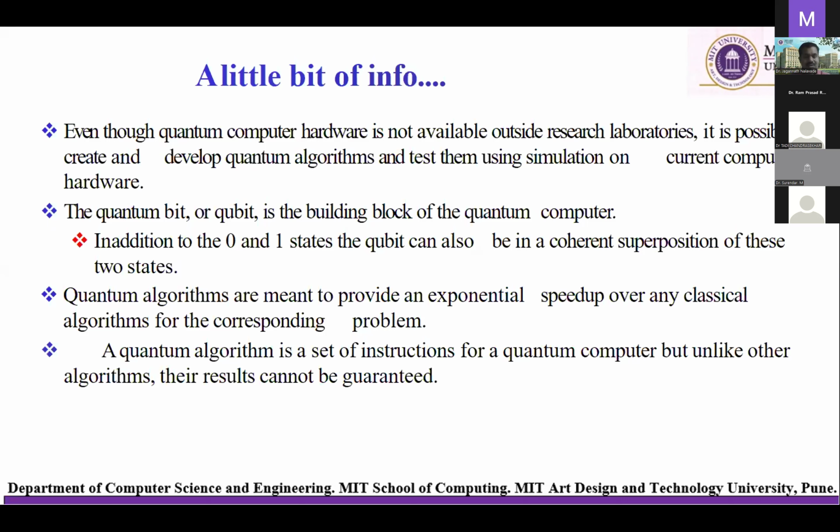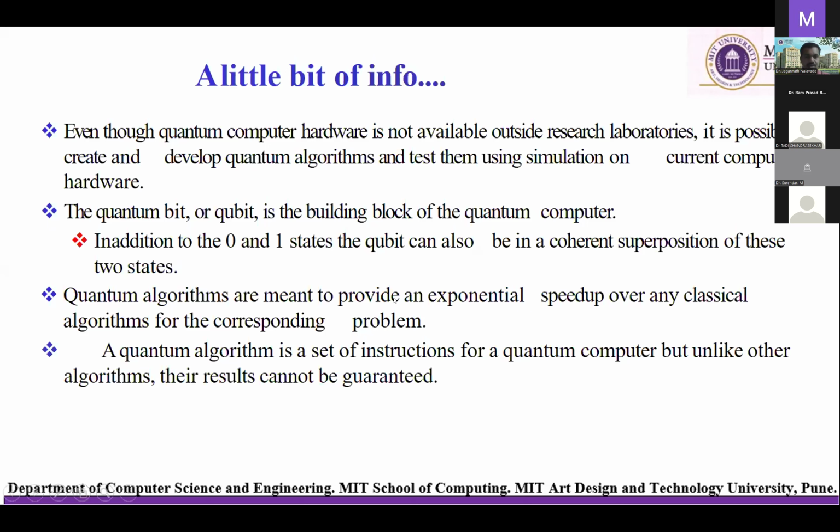in classical, whatever output there is, it may be 0 or it may be 1. But in this particular quantum computer, it may be 0, it may be 1, or it may be both 0 and 1 at the same time. So this type of feature is there in the qubit. In addition to the 0 and 1 states, the qubit can also be a coherent superposition of these two states, which is called a superposition.